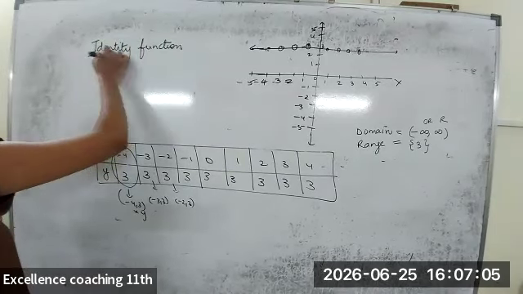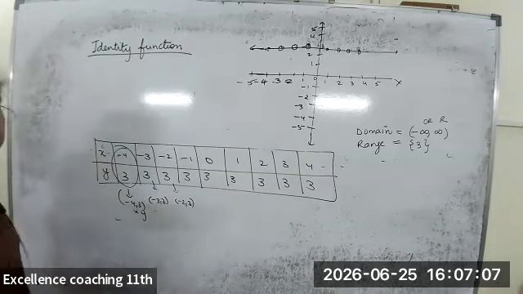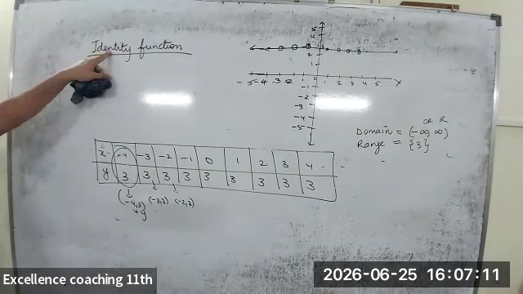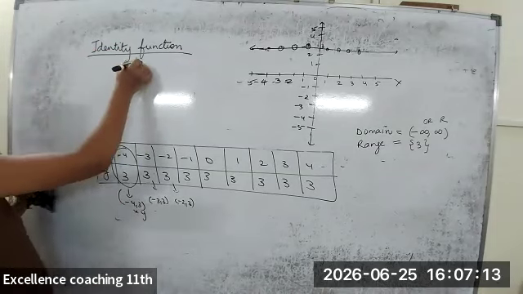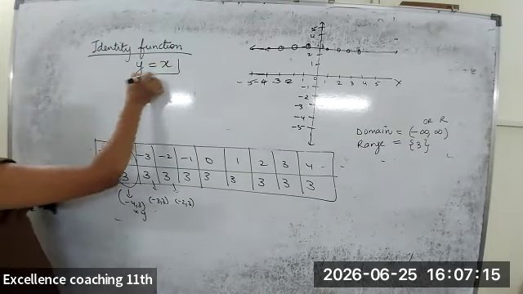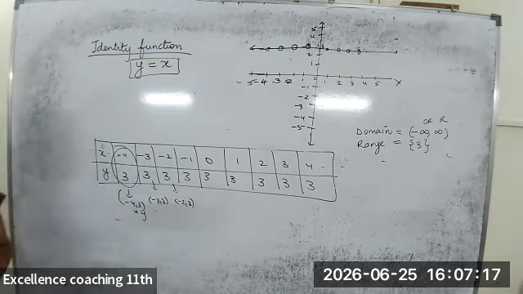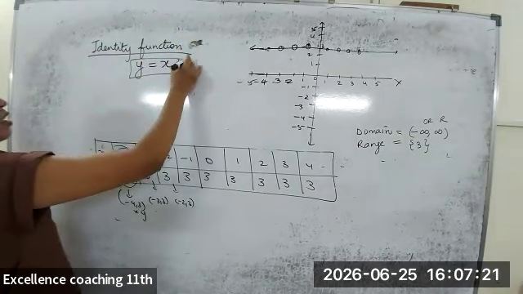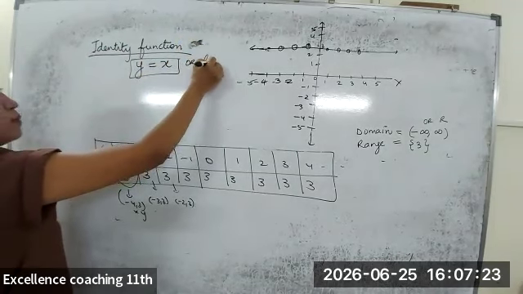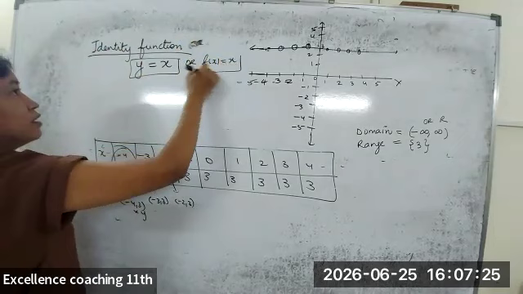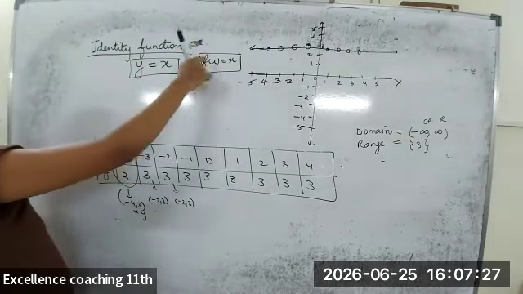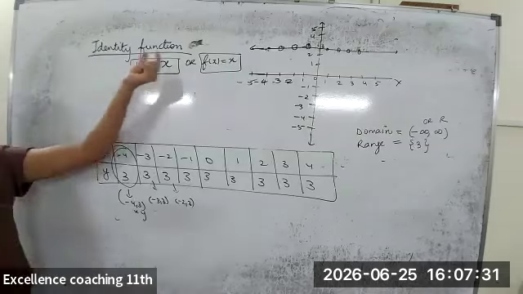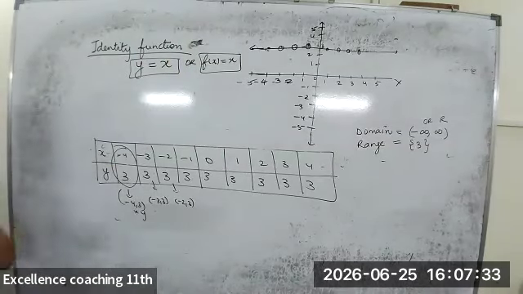Even if they have not mentioned, you should know it is identical. So whatever is x, it is y. Identity means identical, so the formula is y equals x. Instead of y, they can give you f of x also. Both mean the same thing. Whether it is f of x or y, both are the same. Sometimes they might give you this, sometimes they might give you this also.